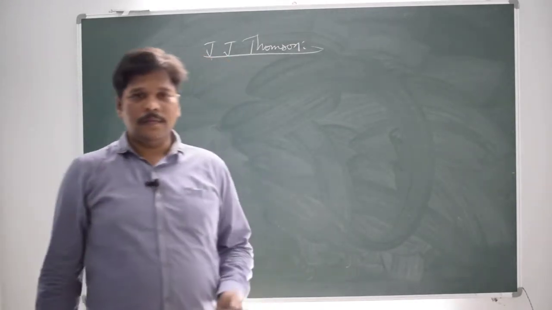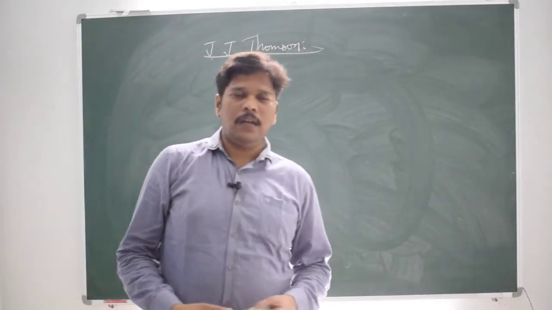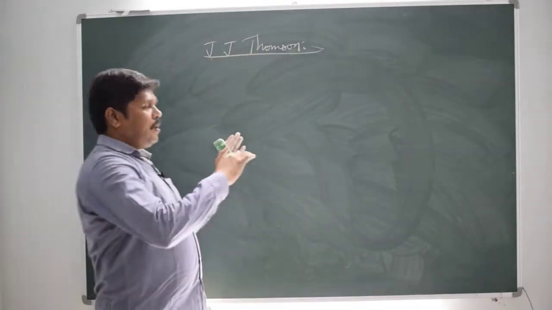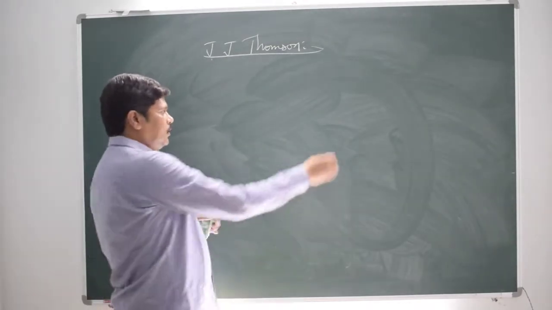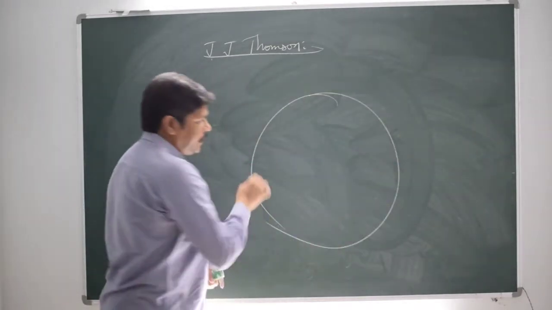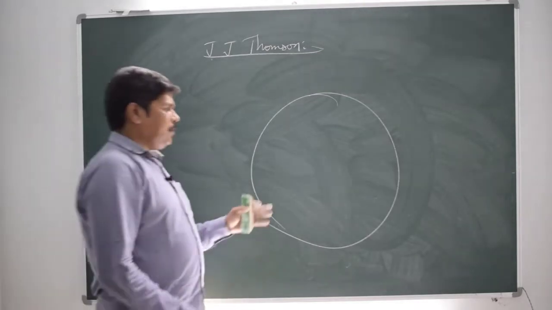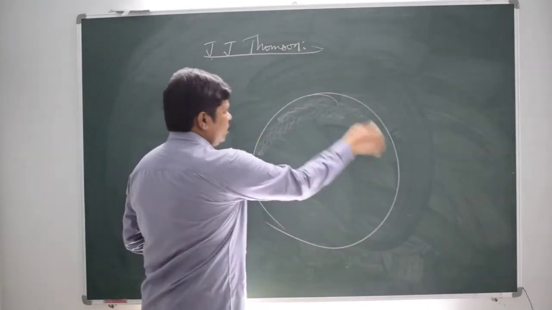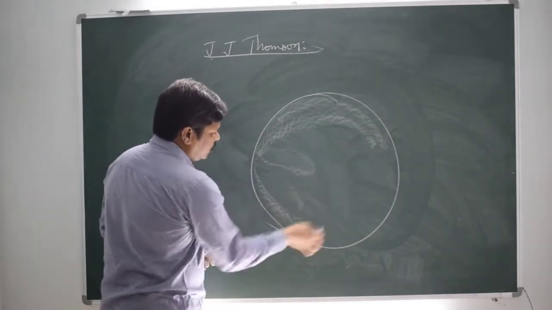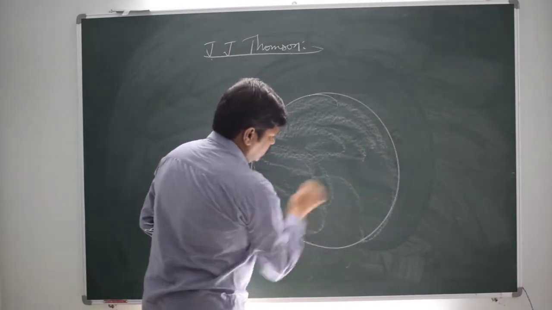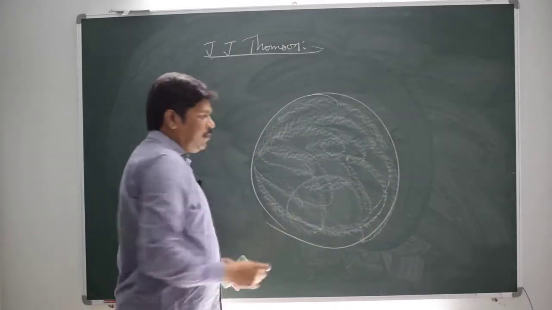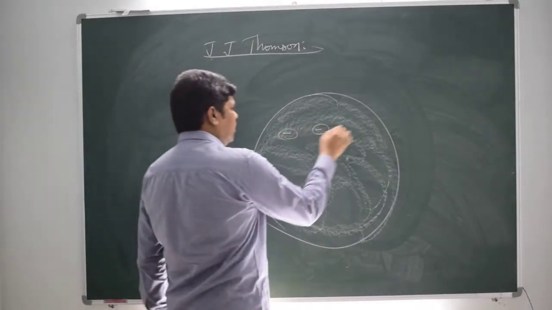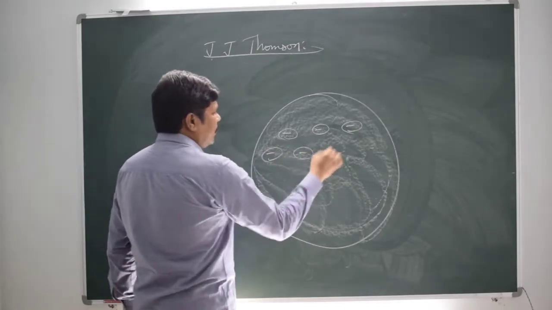J.J. Thomson's model is also called the plum-pudding model. He did this model almost at the end of the 19th century. Here, in the model of J.J. Thomson, he considered the atom to be spherical in shape, and this sphere is completely positively charged. So the atom is a sphere of positive charge in which negatively charged electrons are embedded.